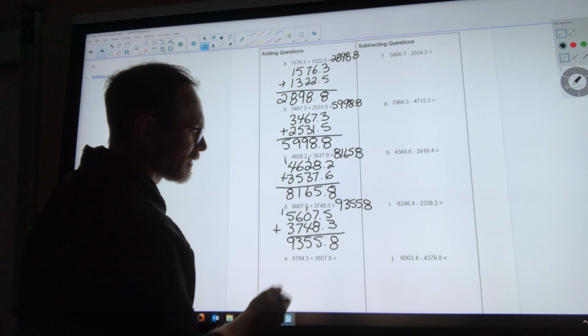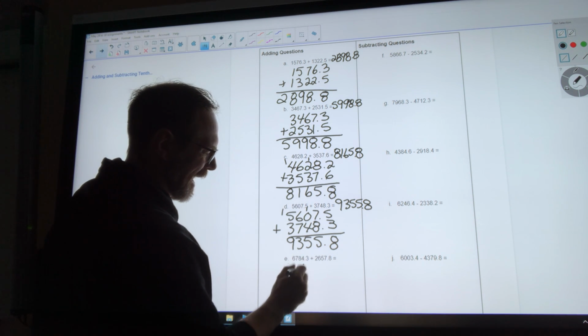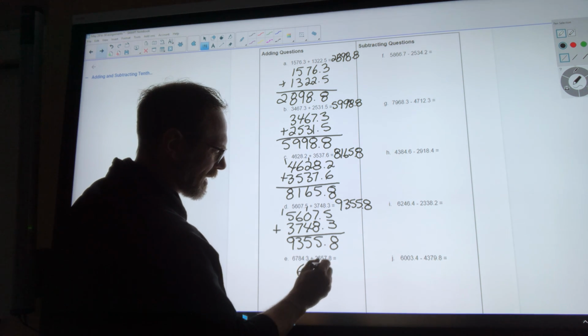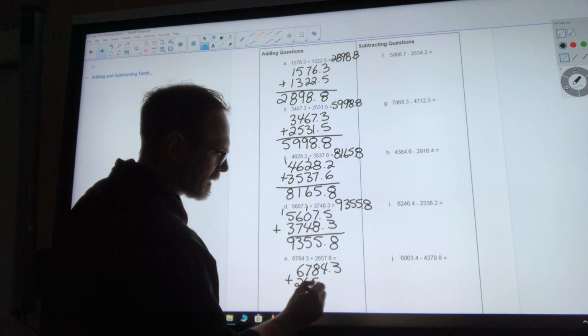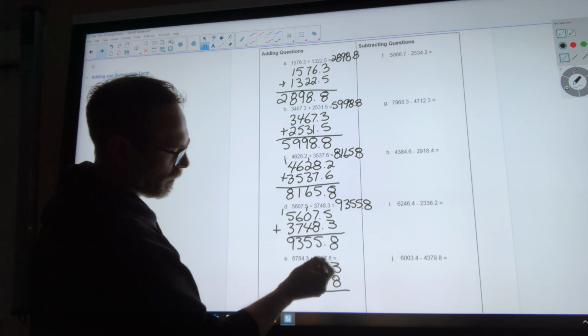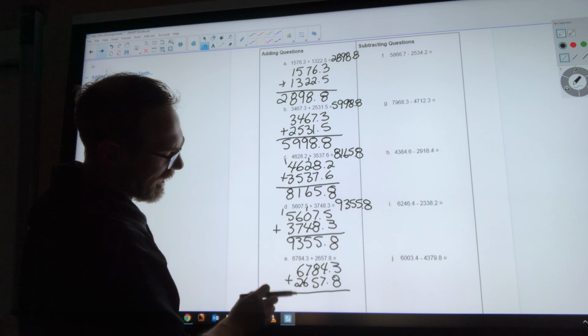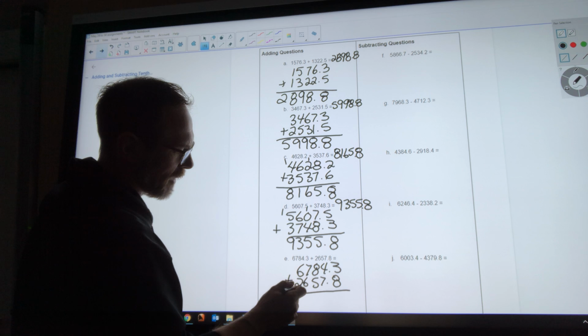Last question. It's not going to be decimal 8 in the tenth place this time. I have 6,784.3. I'm going to add 2,657.8. My answer is going to be 9,400 or so, just going by the front end here.